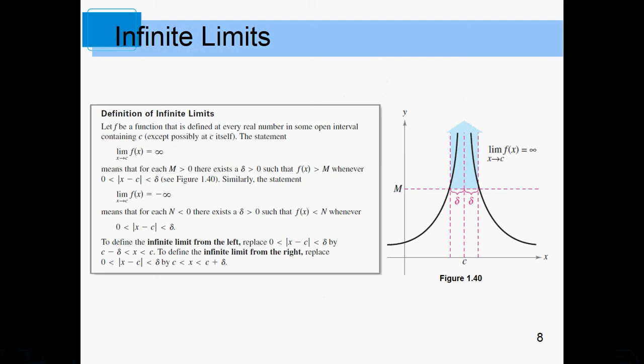So, this is not something you have to memorize. It's just something that makes sense logically when you think about it, not in terms of all this delta and m and n. But if I tell you that no matter what value I pick for y, I can always find another y value greater than it somewhere close, then that tells me that it's an infinite limit.